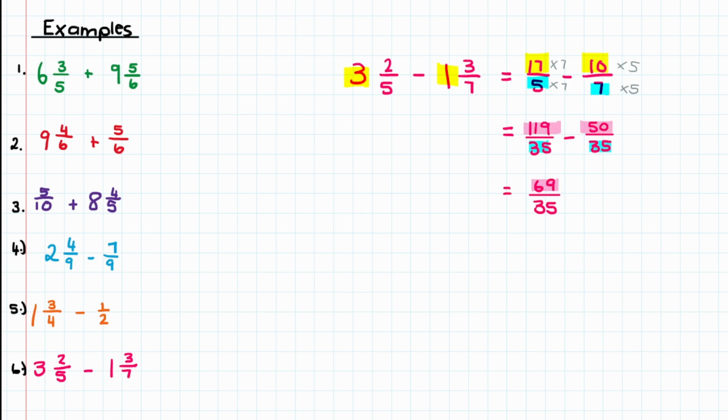When I subtract my numerators, I am left with 69 over 35. 69 divided by 35 gives me 1 remainder 34, so my final answer is 1 and 34 over 35. And that is all there is to adding and subtracting fractions.